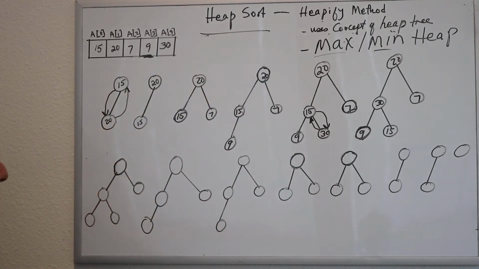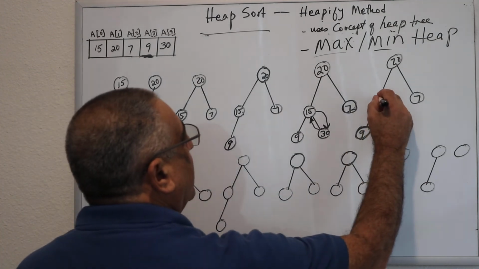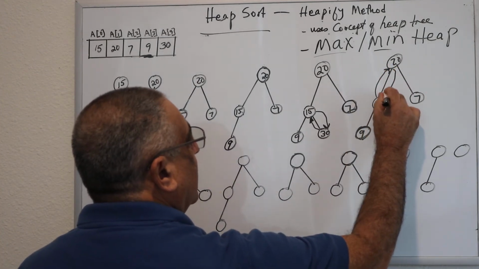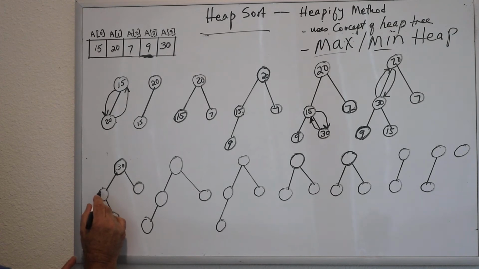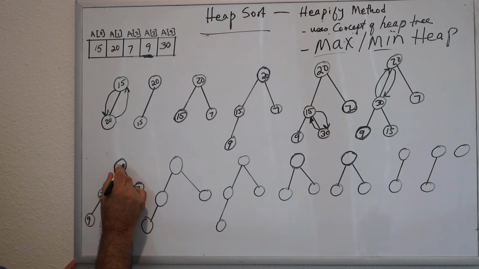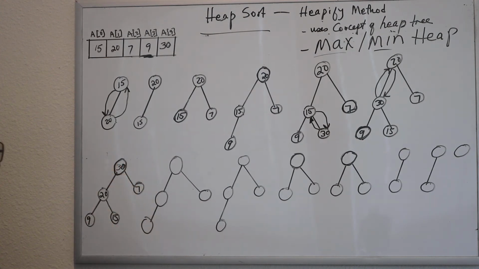Okay, still that doesn't meet the heap structure, so I would have to swap these two. Then I'm going to have 30 at the root, the parent node, and that's going to be 20. And this is going to be 9, this is 15, and this is 7. Now, this is known as a max heap. What is a max heap? That means the parent node is greater than either the left or the right child.